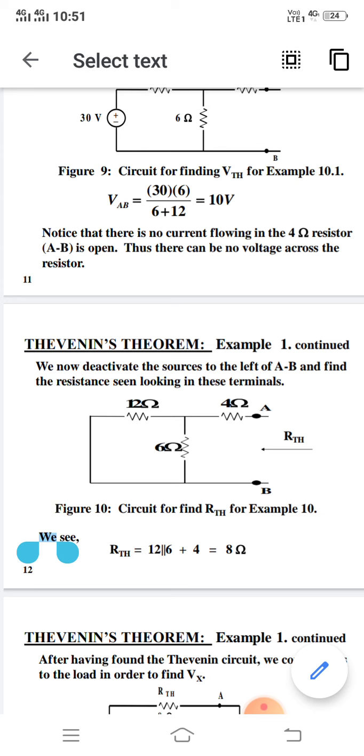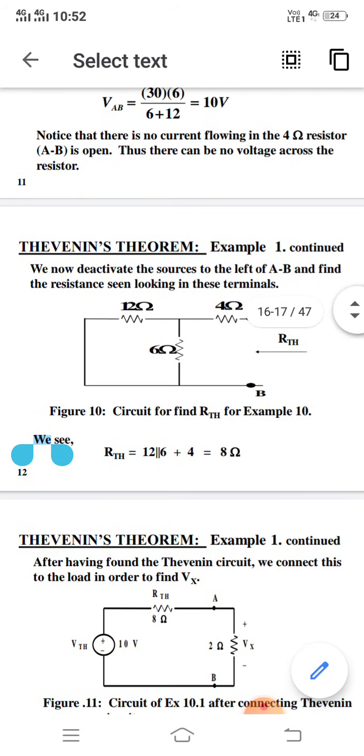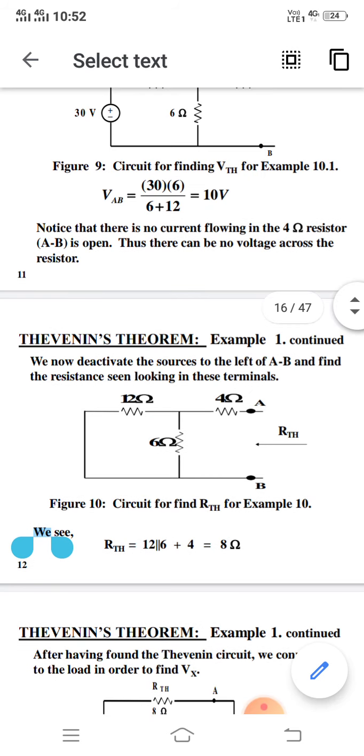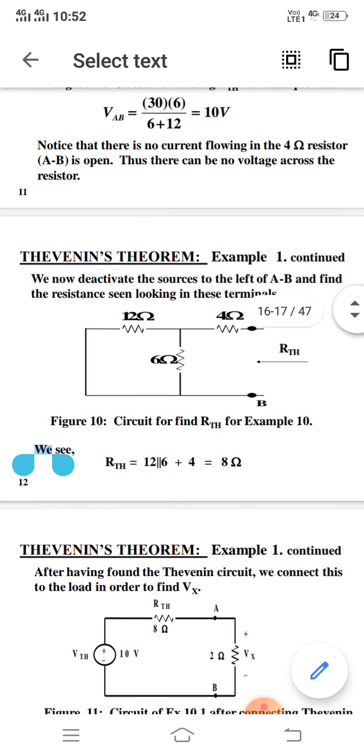That 4 ohm resistance is connected in series with the other 4 ohm resistance. So the resistances are connected in series. The formula is R1 plus R2. Here R1 is 4 and the other 4 is R2. Now we get R1 plus R2 equals 4 plus 4 equals 8 ohm. RTH is 8. We have done two steps of Thevenin's theorem.